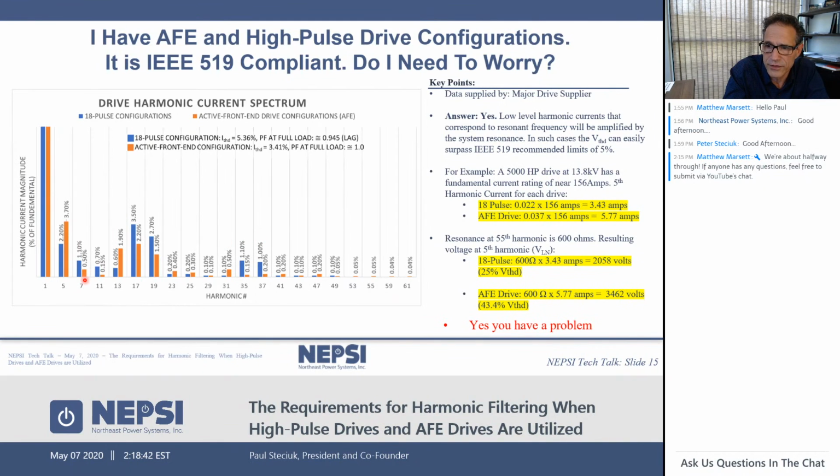So I have done the calculations for the condition of the 5th harmonic resonance that we previously showed. What we show here is that the 18-post drive will put out 1.1% of distortion at the 7th and 2.2% at the 5th. And it's the 5th that we're concerned about here. So I've done the calculations over here. For the 18-post drive, I have 2.2% harmonic distortion based upon its fundamental current of 156 amps here, and I have a result of 3.43 amps. For the AFE drive, the active front-end drive, I have 5.77 amps.